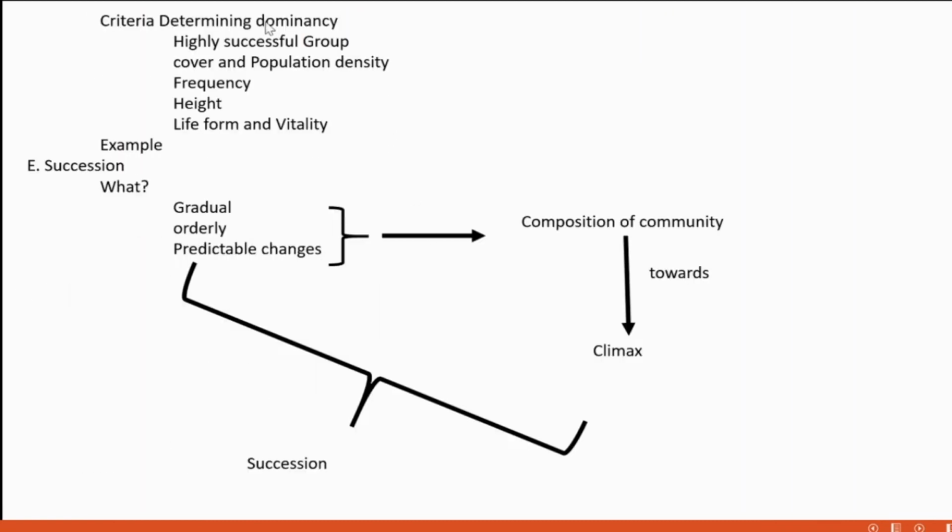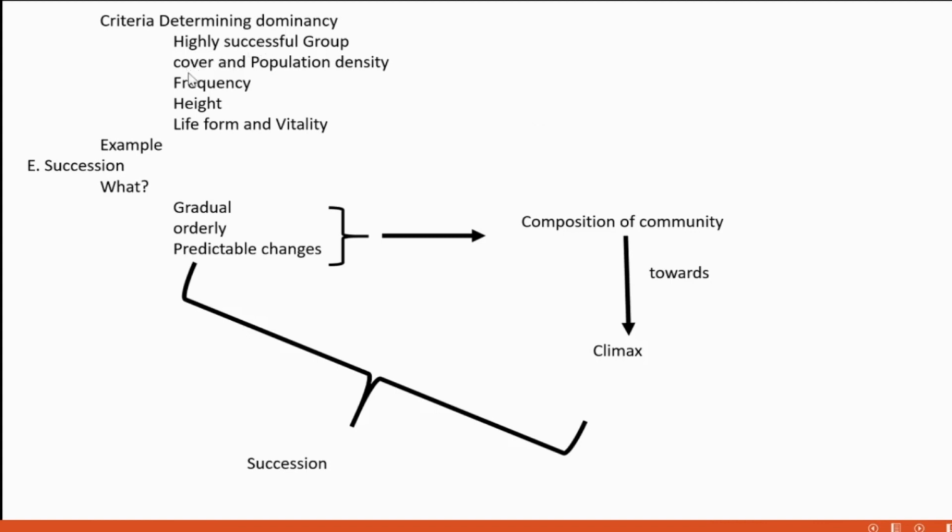Then criteria. Which are the criteria that determine the dominancy? Certain factors should be satisfied by the dominant plant or animal group. Which are those criteria? They should be highly successful, meaning that particular plant or animal should be successful, meaning it can better adapt to that environment. Such a group can only be a dominant group.